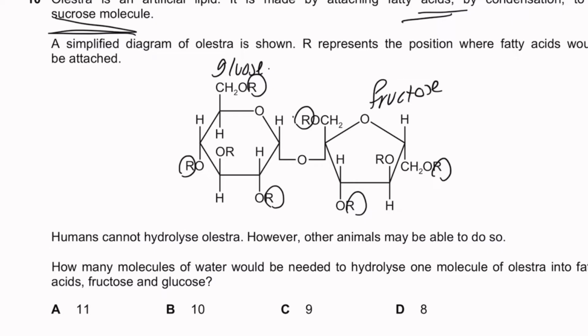So we have lots of fatty acids, as you can see here. 1, 2, 3, 4, 5, 6, 7, 8. So we need 8 water molecules to hydrolyze that, and then we need another 1 water molecule to hydrolyze this one. So that would be overall 9 water molecules to hydrolyze these bonds.